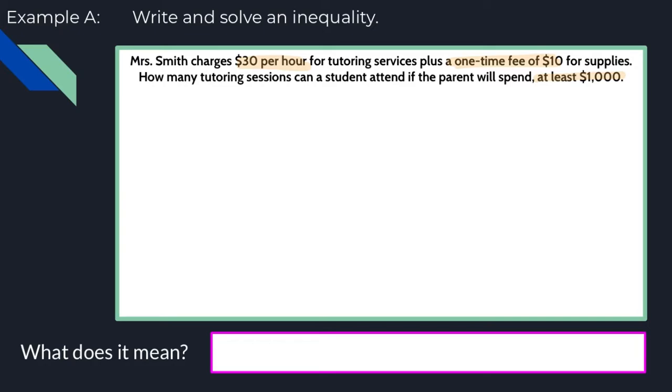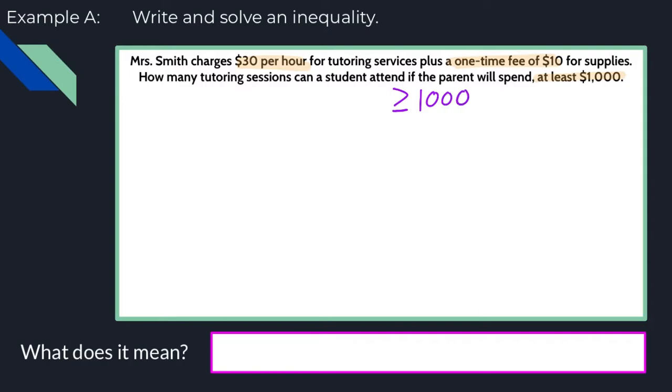When we're talking about at least $1,000, that means that they can spend $1,000, but they can also spend more than $1,000. We want them to spend at least that, but they could spend over it. They could spend $2,000, $3,000, $10,000 in tutoring, but we have to make sure that we're getting at least that. So we know the amount spent tutoring has to be greater than or equal to 1,000, because it says it needs to be at least 1,000.